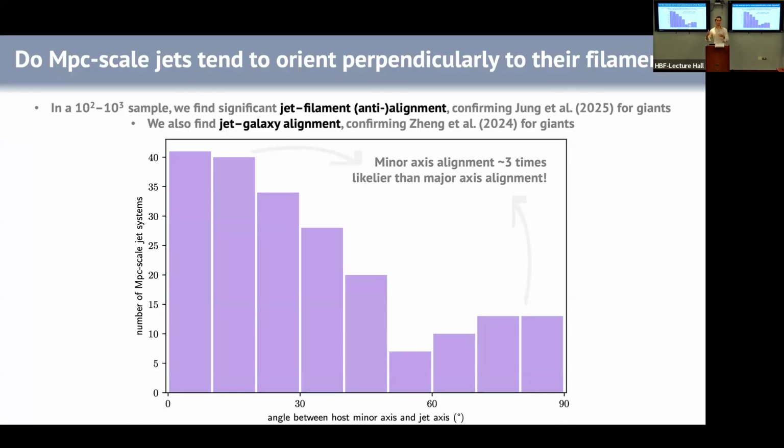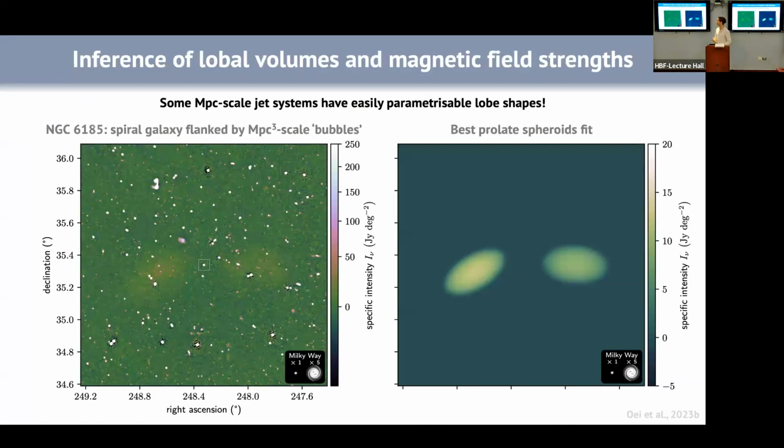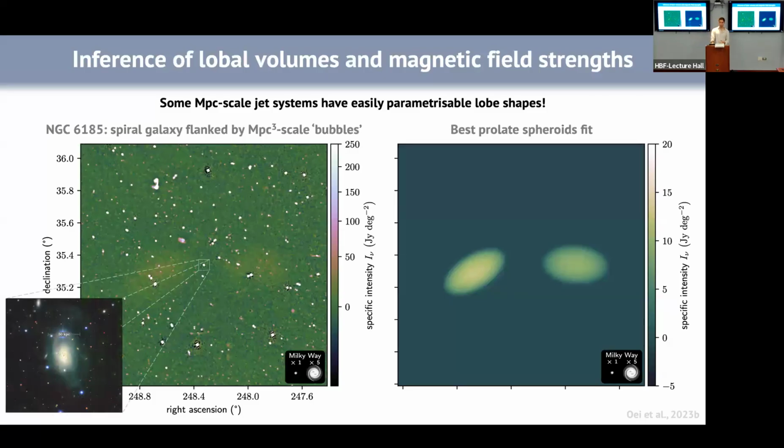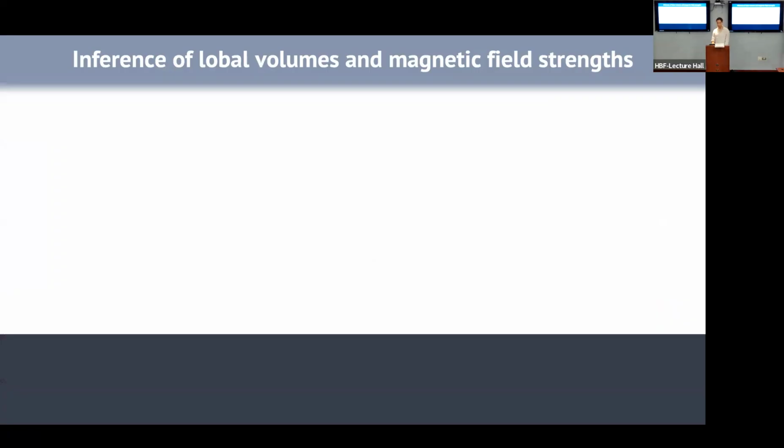Then we want to know, is there sufficient magnetic energy in those lobes? So for that, we've been looking at some sources where you here see the lobes in the radio, and you can model that and estimate what the field strengths are in those lobes. So this was actually the largest jet system from a spiral-like galaxy, 2.5 megaparsecs in length.